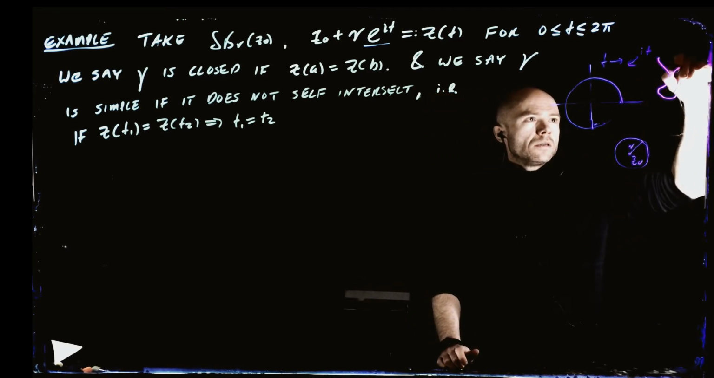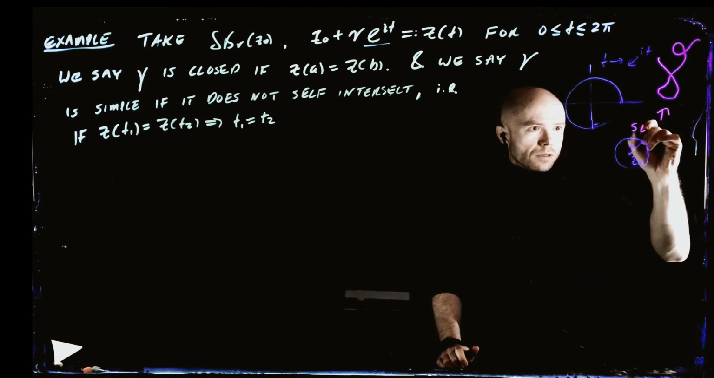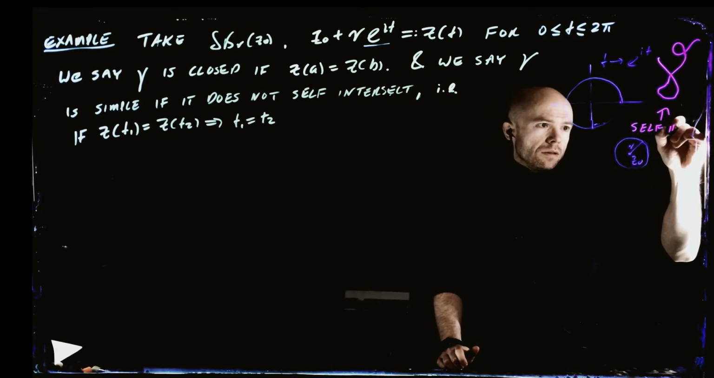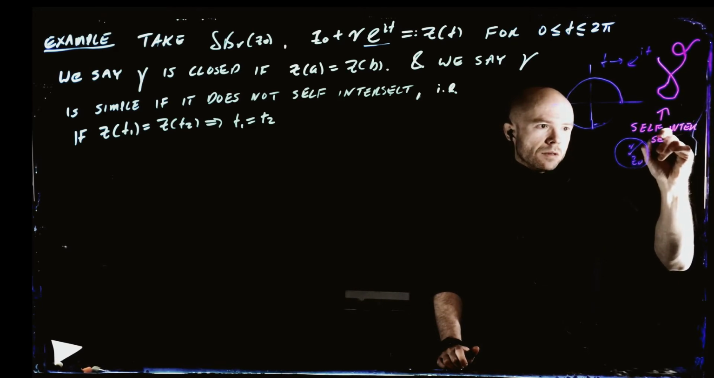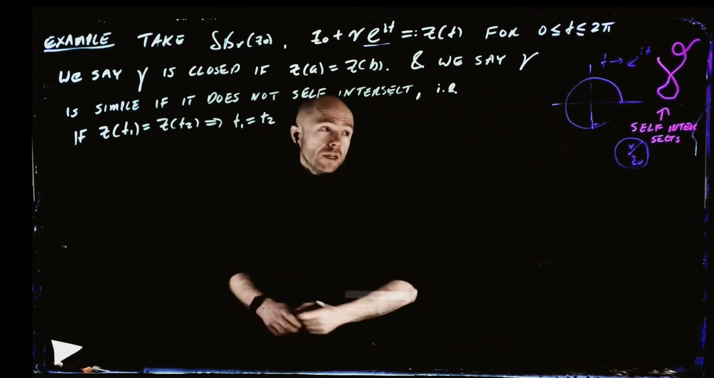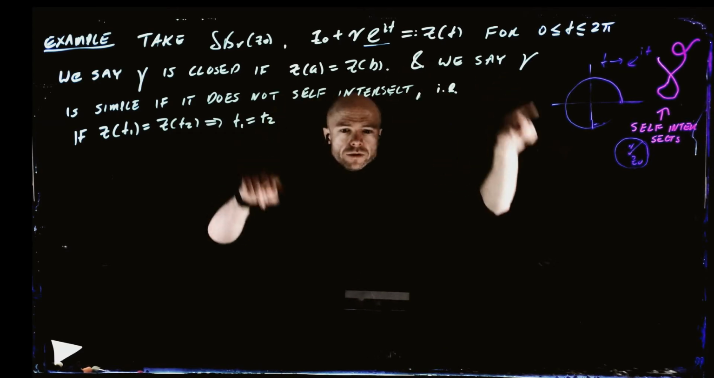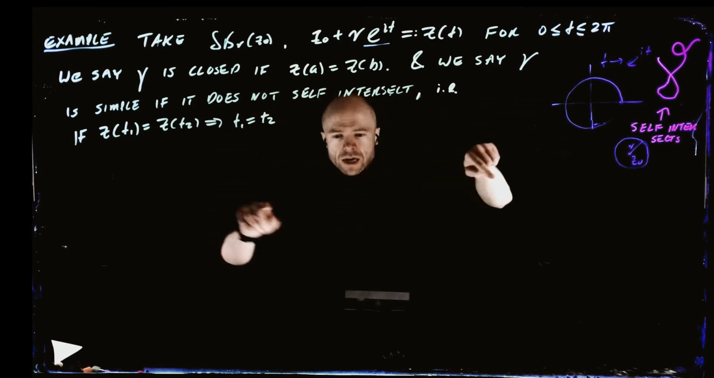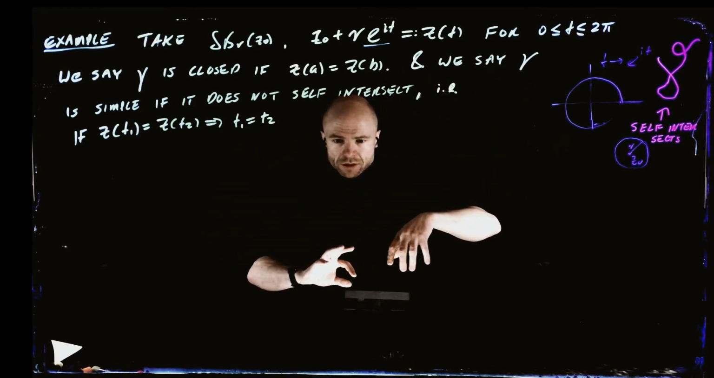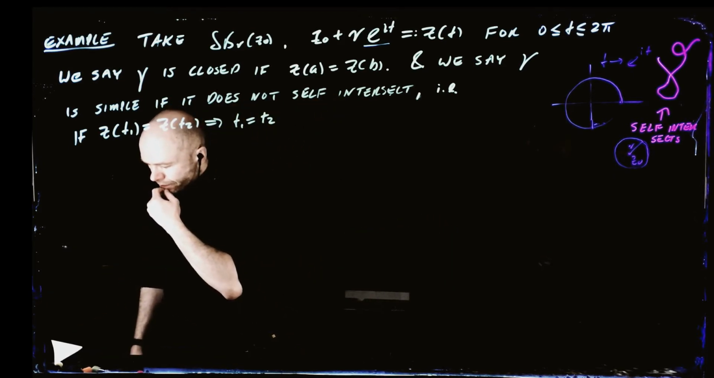So this self-intersects, and therefore is not a simple curve. So a simple closed curve is something which goes around, meets itself, and it never self-intersects. Yeah? Cool. All right.